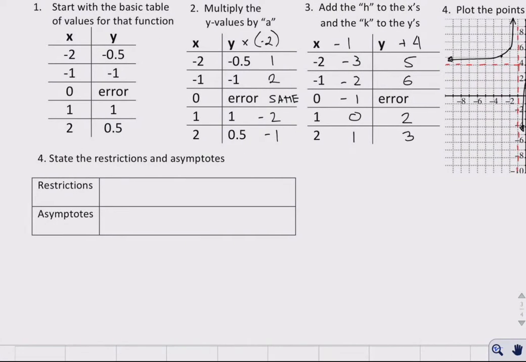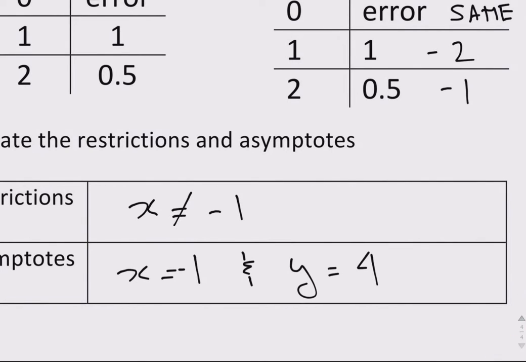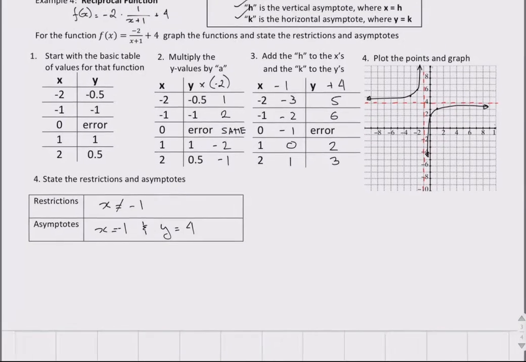So restrictions, well, in the x case, we cannot have x equal -1. And the asymptotes, well, those are just our vertical and horizontal transformations. X equals -1, sorry, and y equals 4. And there you have it.